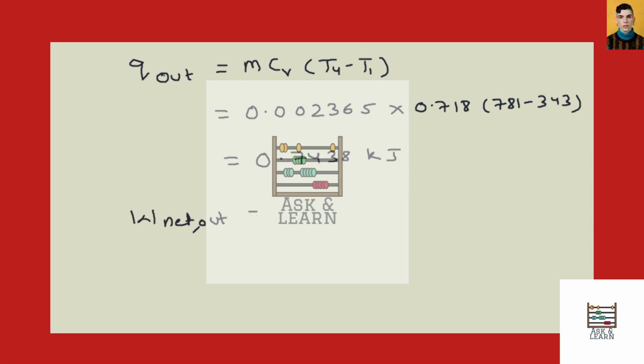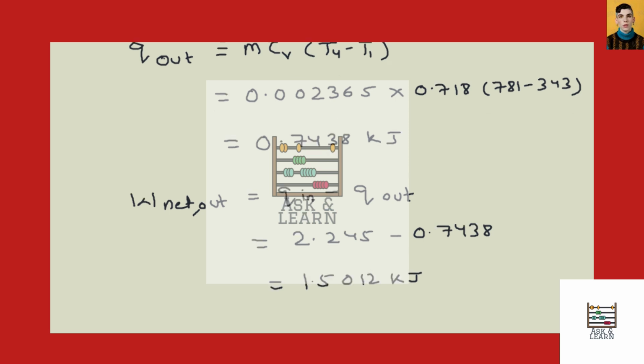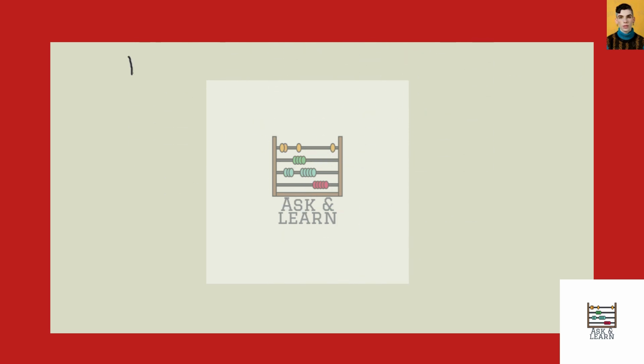As we know that W net out is equal to Q in minus Q out. So putting the value of Q in as well as Q out here and subtracting we get 1.5012 kilojoule as W out.